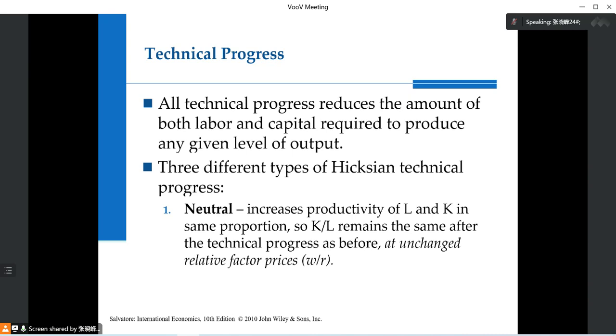Okay, some of the manufacturing industry use robots or an assembly line, and reduce the labor deployed in the process of production, and also it will save capital investment.